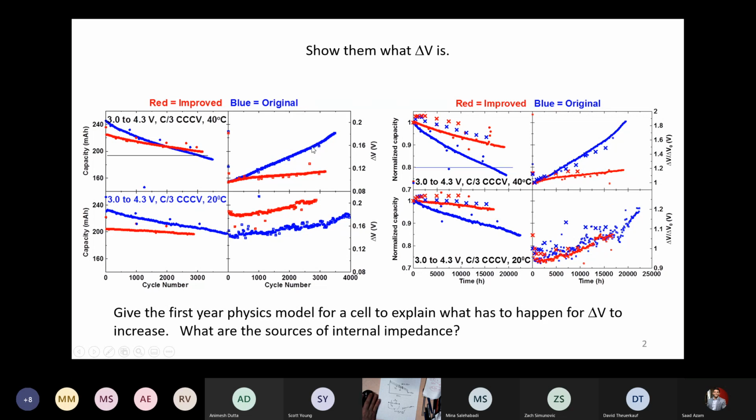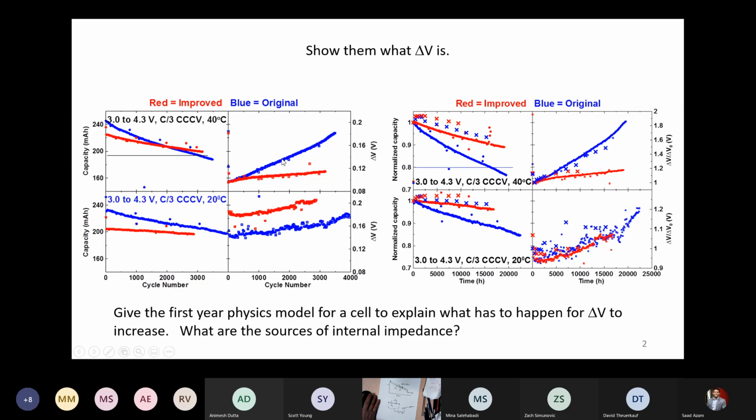You don't know the origin of this increase in internal resistance or internal impedance, but you can see it's increasing, right? And it's bad. You don't want it to increase. So the real reason that we do impedance spectroscopy is to try to figure out the origin of this increase in impedance, to separate various components that might be causing this.